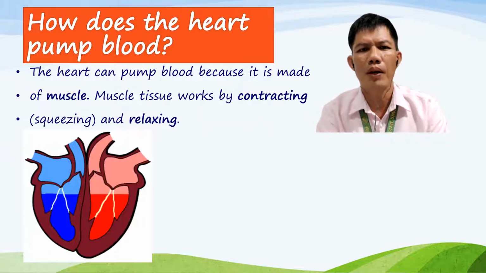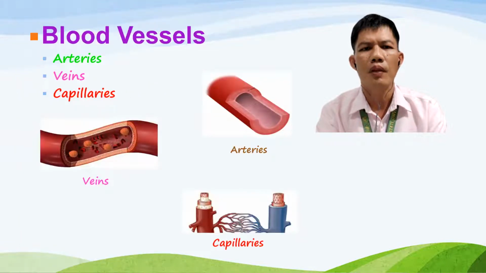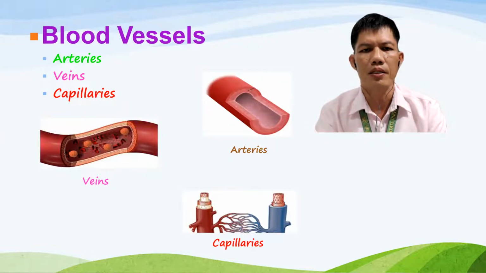How does the heart pump blood? The heart can pump blood because it is made of muscle. Muscle tissue works by contracting or squeezing and relaxing. The blood vessels are the arteries, the veins, and the capillaries. Okay, let us define each of the blood vessels.